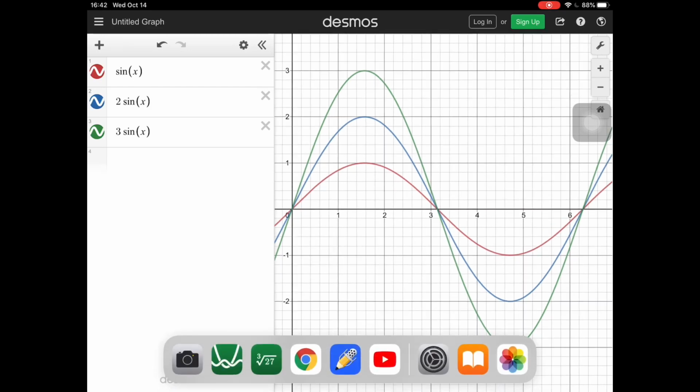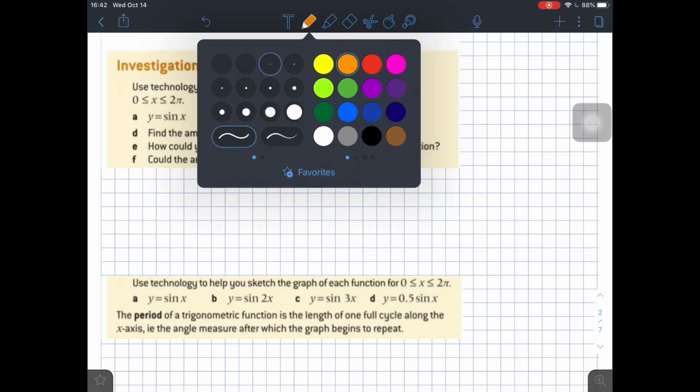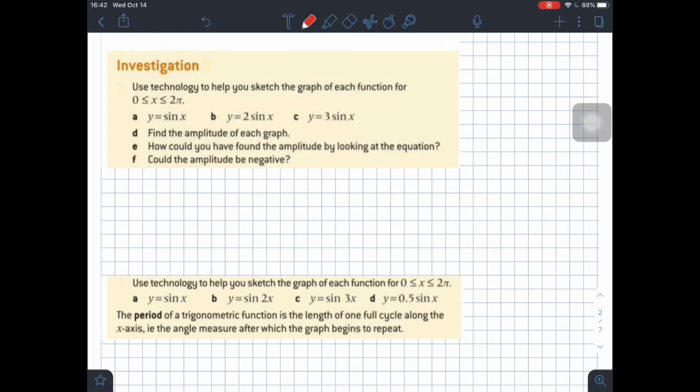If we go back to the assignment, it says, find the amplitude of each graph. If we find the amplitude of each of these graphs, we would see that for graph A, sine of x, the amplitude, we're actually doing part D, let me see, for D, the amplitude of sine of x, let me write the function here, and amplitude.